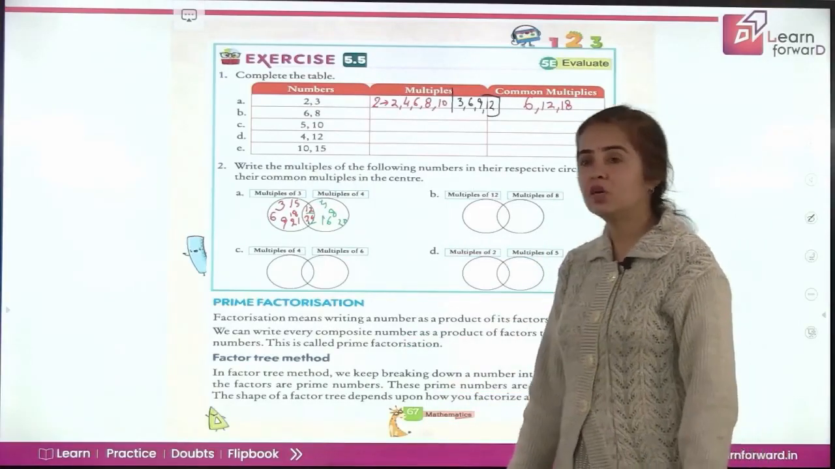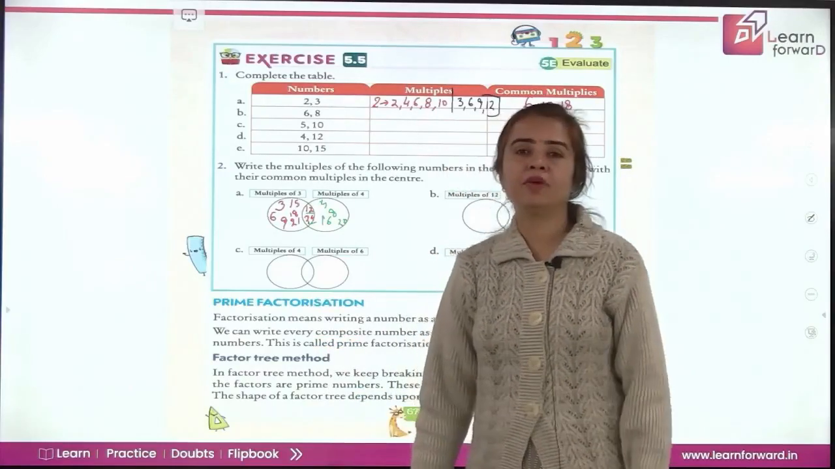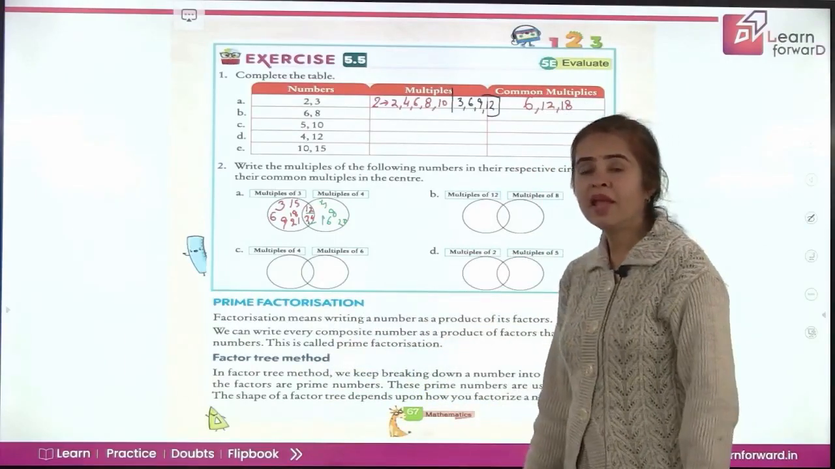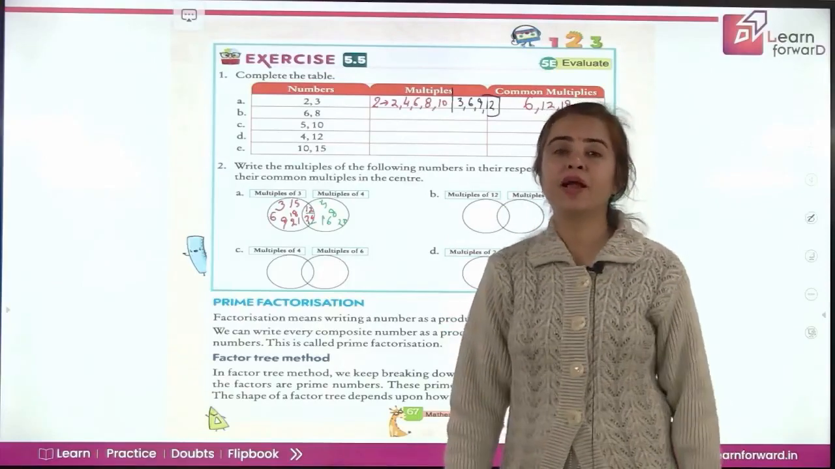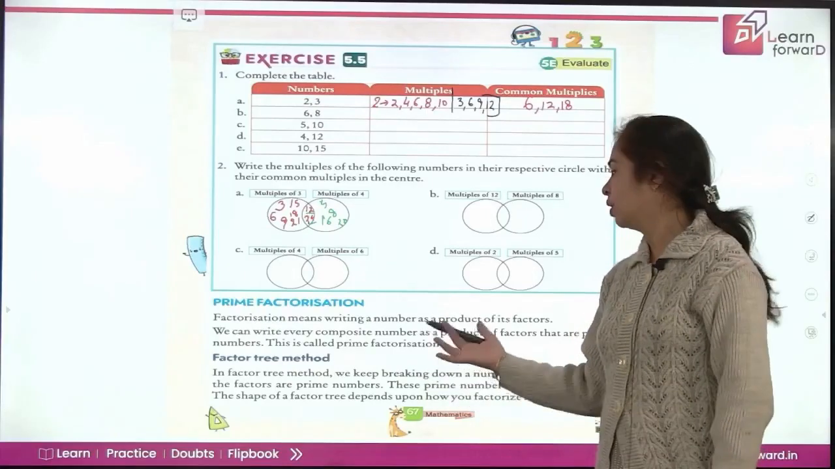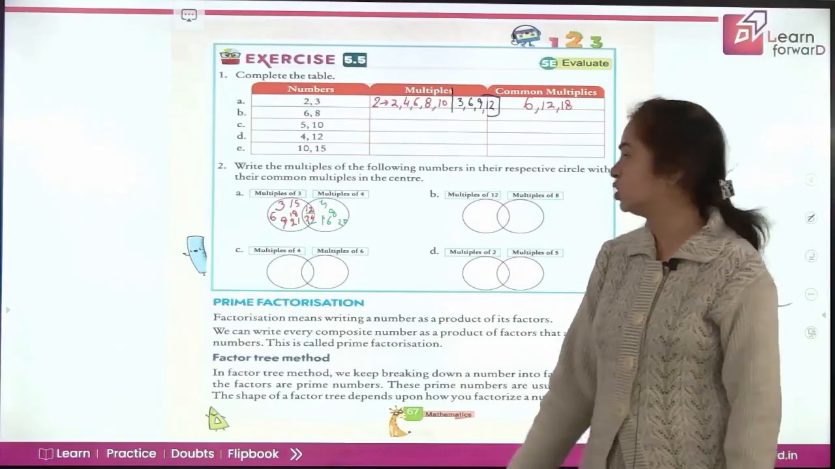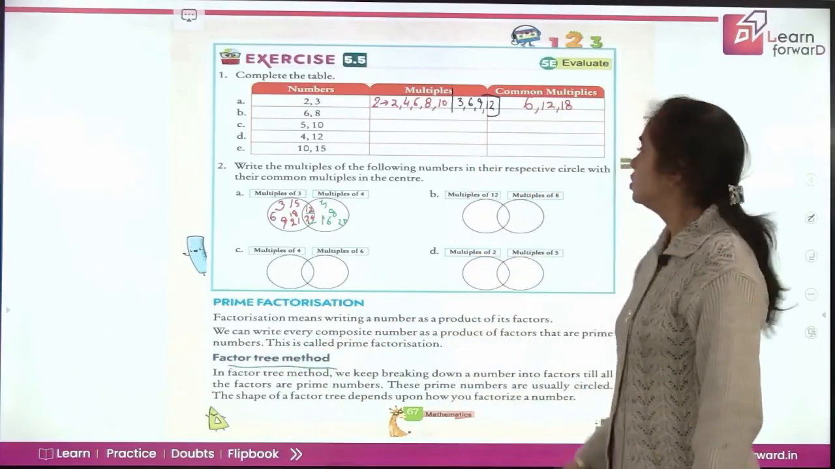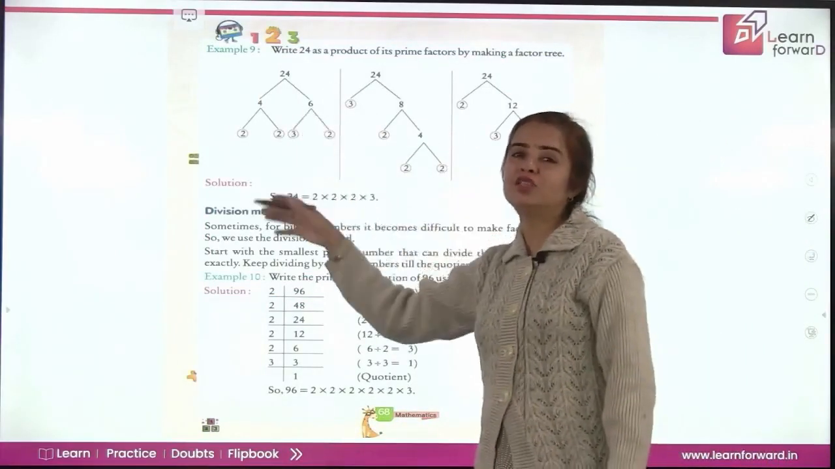Coming to the next topic, we have prime factorization. We have already learned what prime numbers are. So when you have to do prime factorization, any composite number can be written as a product of prime numbers. How? We'll just learn, but this process is called prime factorization. There are different methods of doing prime factorization, out of which the first method is the factor tree method. So in this factor tree method, what do we do? We make the branches of a tree.